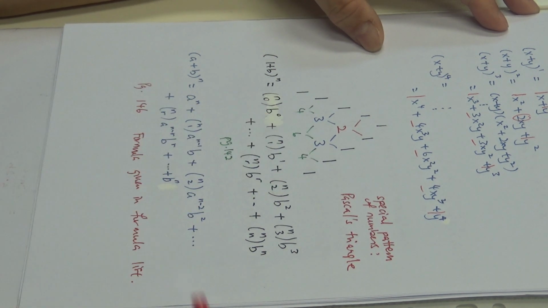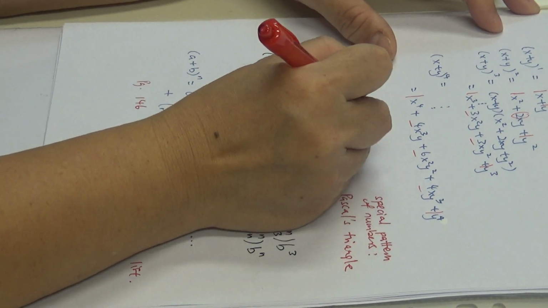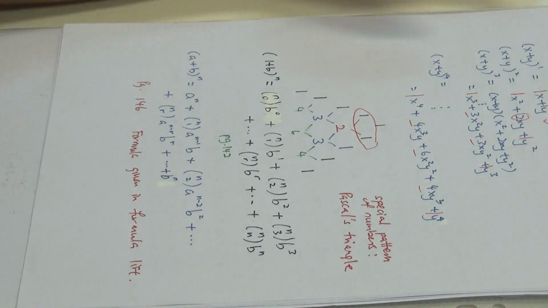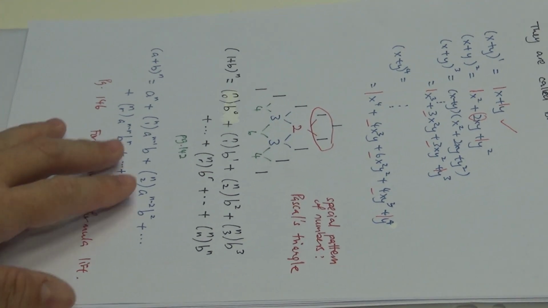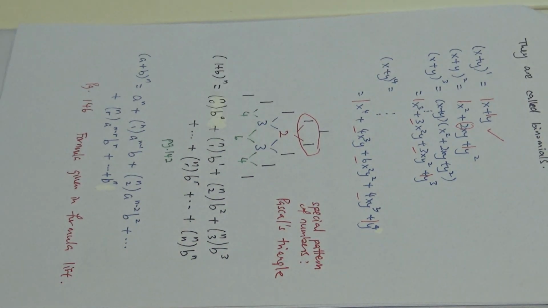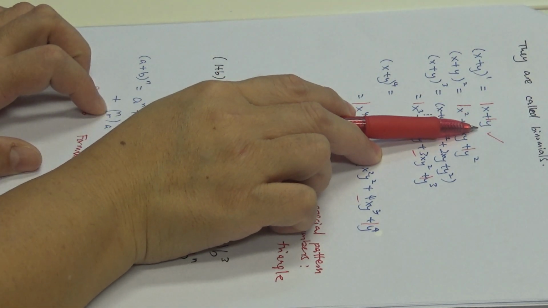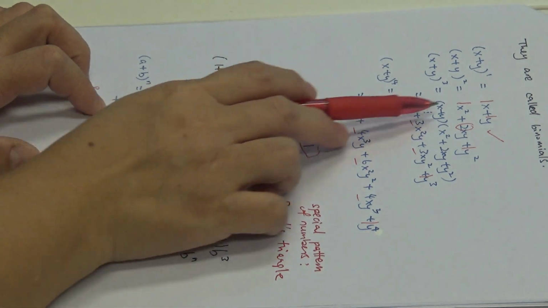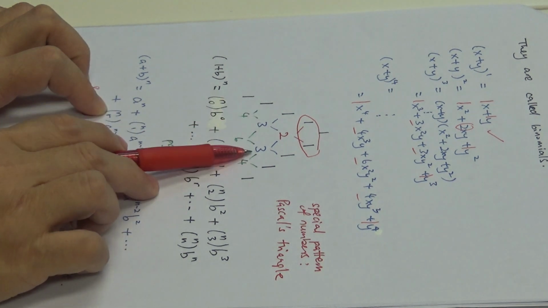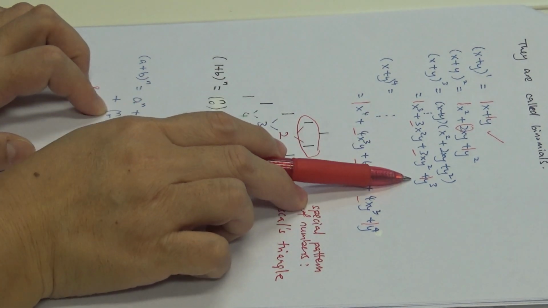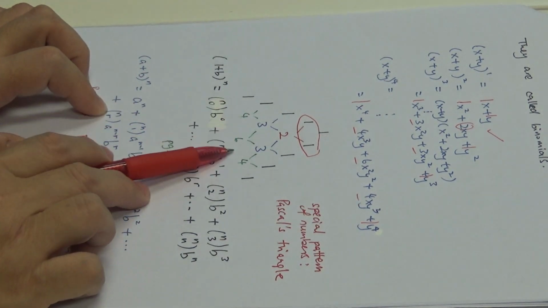Okay, now I want you to take note that this 1 and 1 here is the coefficient of this. Alright, now I repeat. This 1 and 1 here is the coefficient of the first expression here. This 1, 2, 1 is the coefficient of the second expansion. 1, 3, 3, 1 is here. And to the power 4 is 1, 4, 6, 4, 1.